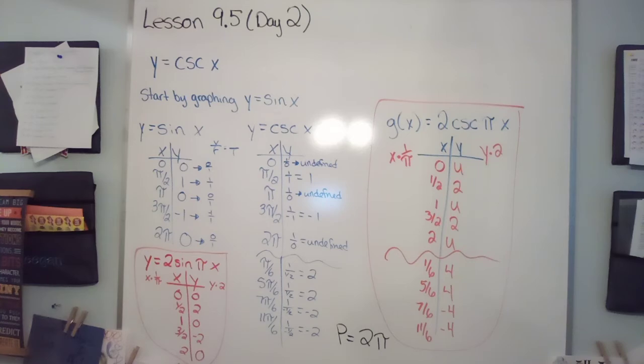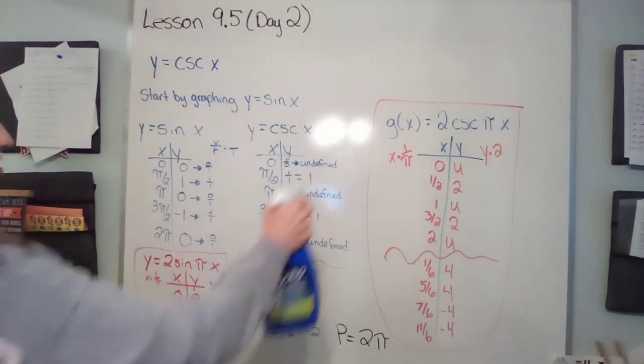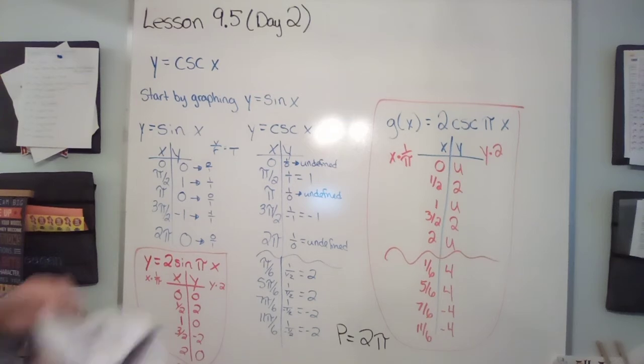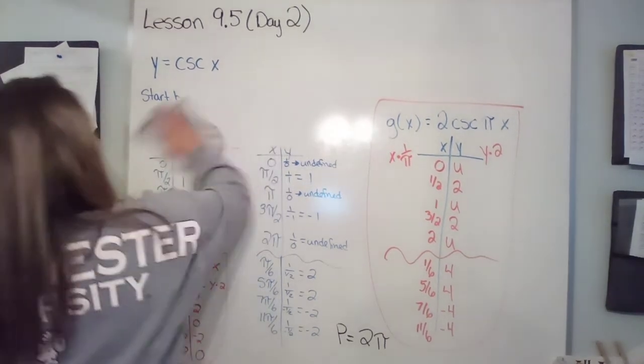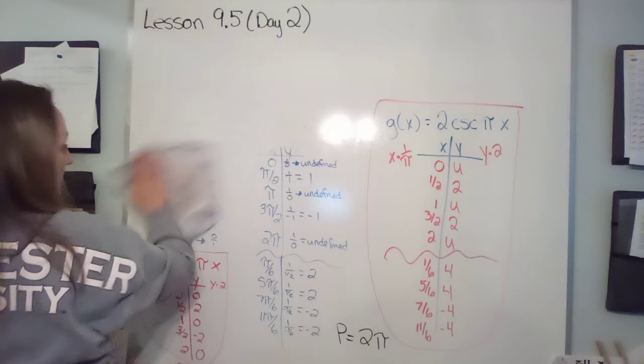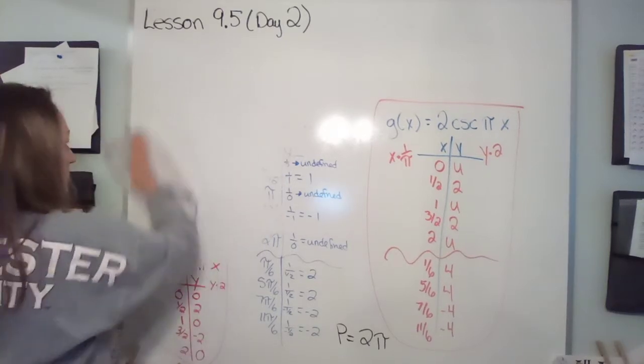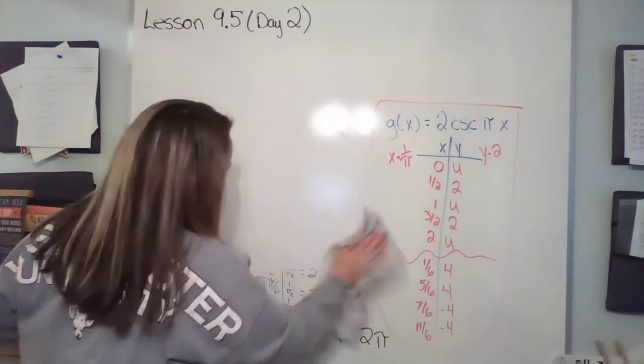Okay. All right, guys, we just have one more type of graph to look at, and that's going to be the secant graph. And the process is the same, just different data values.